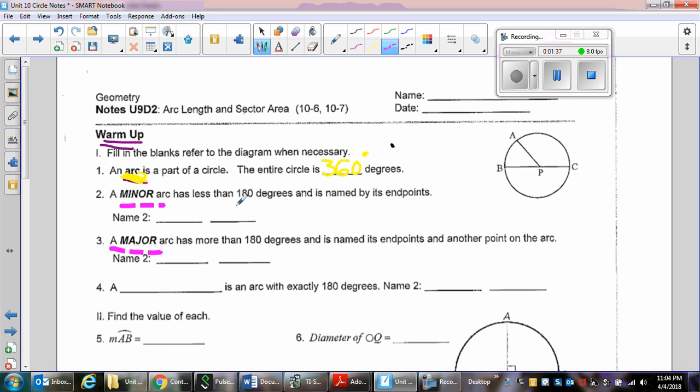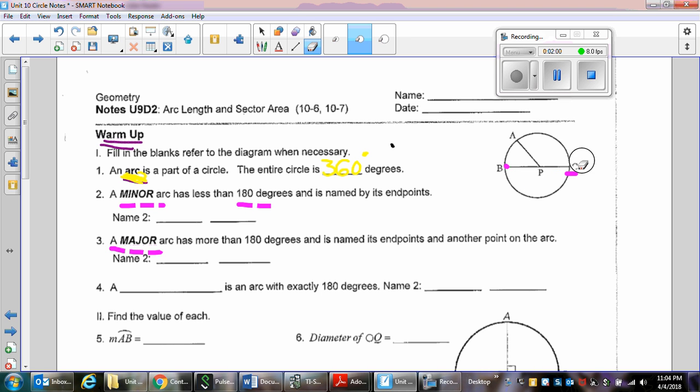What is a minor arc? It has less than 180 degrees. You can see in this case from B to C is my diameter, right? If I draw a straight line, that's my diameter. So anything on top of BC is going to be 180, but anything that is less than that degree is going to be called a minor arc.